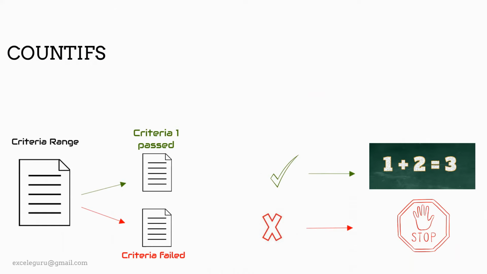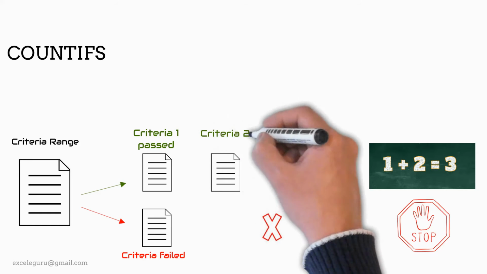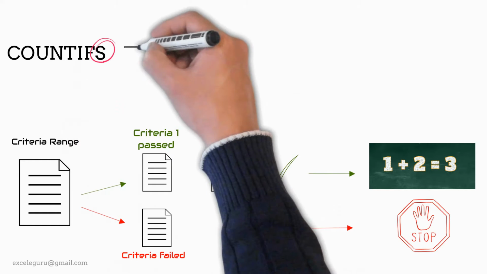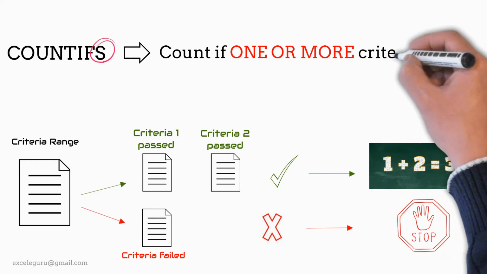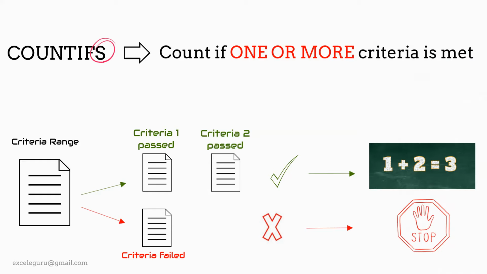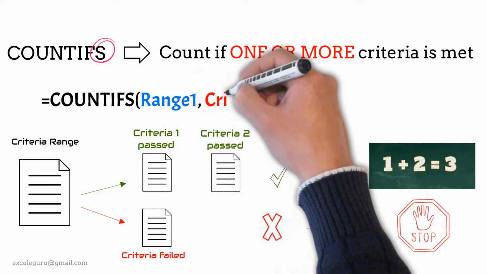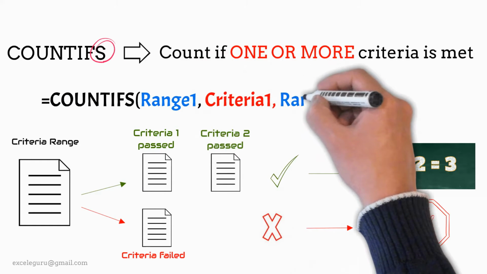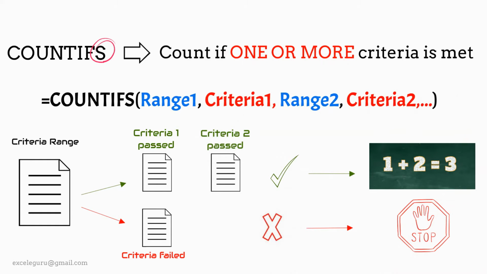What about having more than one criteria to evaluate? That is when the COUNTIFS formula comes to our rescue. Note that it has an S at the end. Well, it is very similar to COUNTIF. The only difference is the COUNTIFS formula is able to evaluate more than one criteria. Start the formula with equals COUNTIFS, open bracket, and then type the criteria range, followed by the first criteria to meet. You can continue to type the second criteria range and criteria, up to a maximum of 127 pairs.